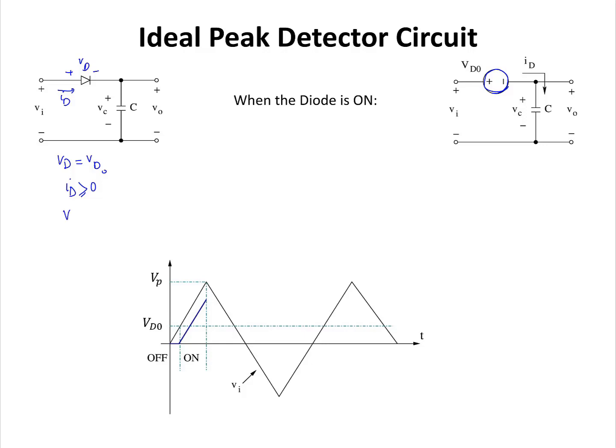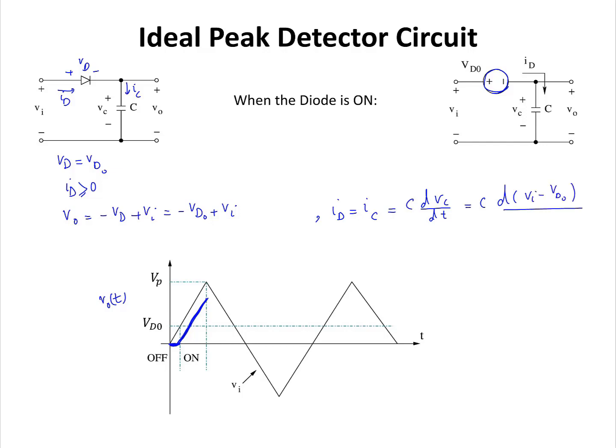Using the KVL, I know that V out equals negative Vd plus Vi. Because Vd is a constant value, I have negative Vd naught plus Vi. V out is slightly less than Vi. This is the equation for V out in this area. Also in this area, Id is equal to IC, and that is equal to C dVc over dt. This is IC, and that is equal to C d(Vi minus Vd0) over dt. That is equal to C dVi over dt.